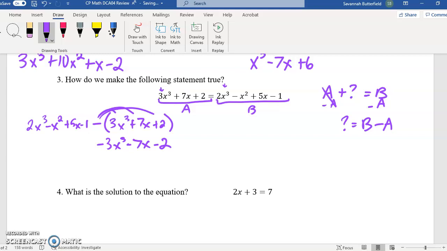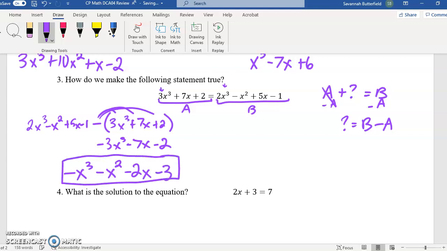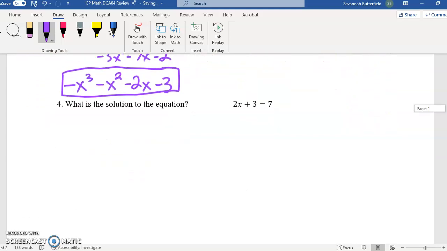So 2x cubed minus 3x cubed is going to be negative x cubed. Negative x squared has nothing to combine with, so we're going to say minus x squared. 5x minus 7x is going to be minus 2x. And then negative 1 and negative 2 is going to be minus 3. So this right here, if I were to combine it with this left side, it would make it a true statement and make it equal to my right side. So again, this is just a weird way of asking a subtraction problem. We've done it before, so don't let the wording scare you.